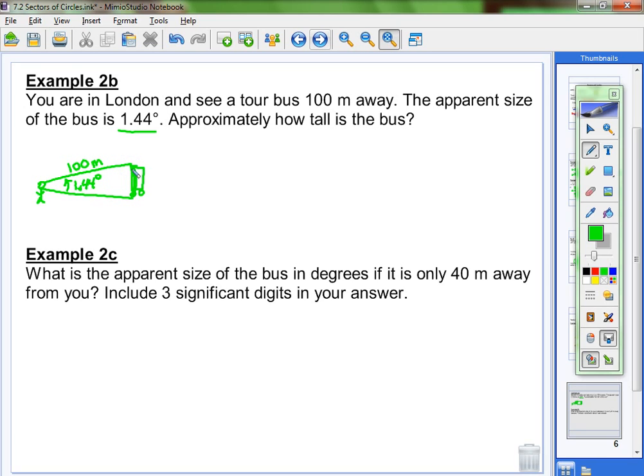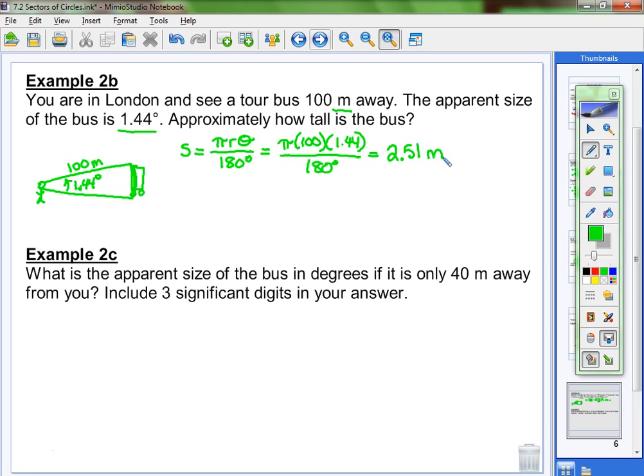So we're measuring in degrees, so we'll use the same formula as last time. Arc length equals pi times the radius times theta, all over 180 degrees. So pi times 100 times 1.44 divided by 180 degrees equals 2.51 meters.